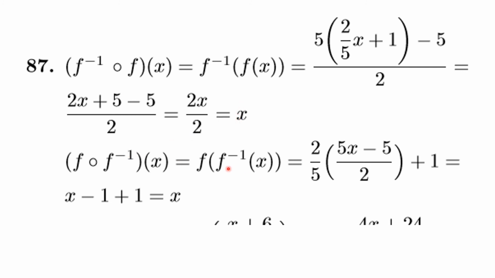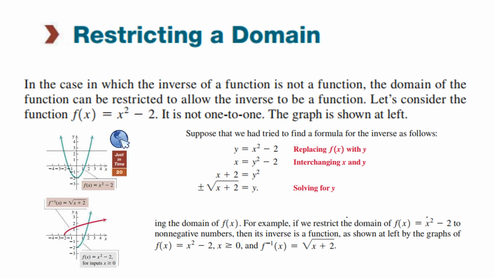If we do it the other order, what we have is that f inverse is going to be 5x minus 5 over 2. But then f is going to be 2/5 whatever we gave it plus 1. So if we multiply across here, what will happen is the 2's will cancel straight away, and we divide by 5. So what we get in this expression is x minus 1 plus 1, which is equal to x. So you see both f inverse composed with f and f composed with f inverse of x both give us x. That means these are inverses one of another.